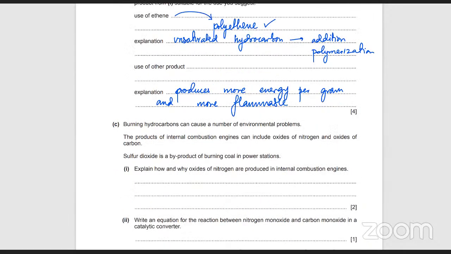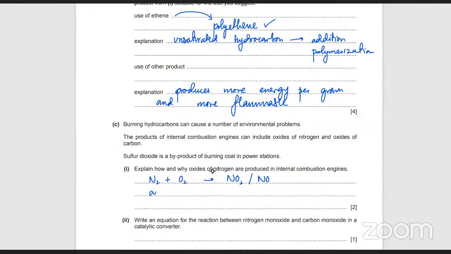Next one. Burning hydrocarbons can cause a number of environmental problems. The products of internal combustion engines can include oxides of nitrogen and oxides of carbon. Sulfur dioxide is a byproduct of burning coal. Explain how and why oxides of nitrogen are produced in internal combustion engines. Why are oxides produced? Because air has N2 and O2, and they react together. Okay, you can write an equation.